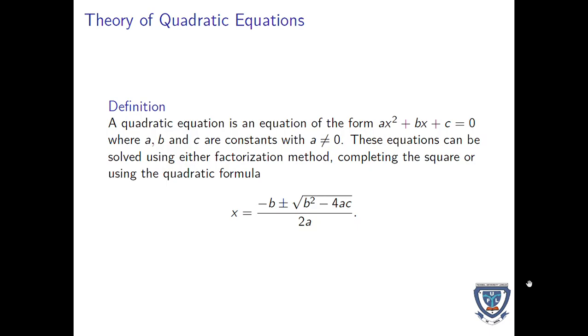A quadratic equation is an equation of the form ax squared plus bx plus c equal to 0, where a, b and c are constants with a not equal to 0. These equations can be solved using either the factorization method, completing the square, or the quadratic formula, which is x equal to minus b plus or minus square root of b squared minus 4ac all over 2a.